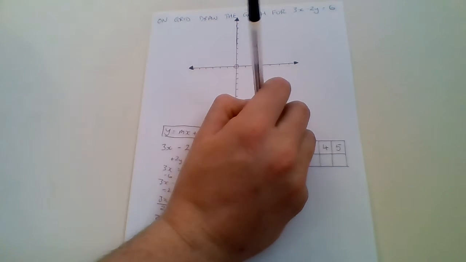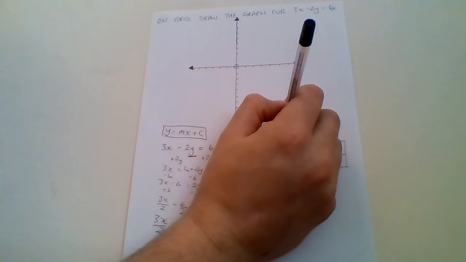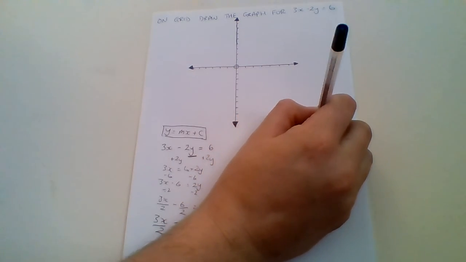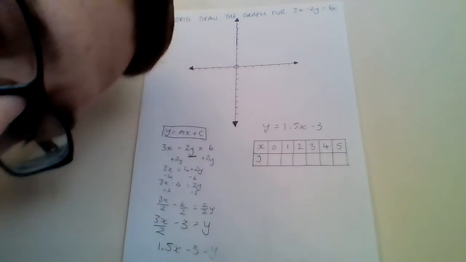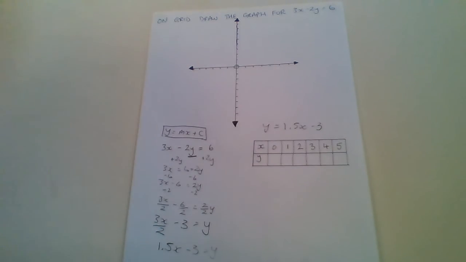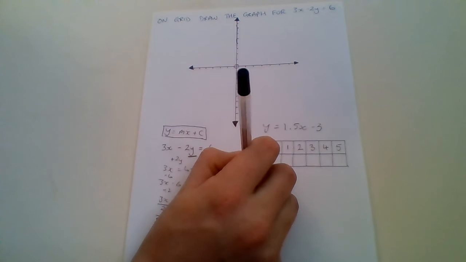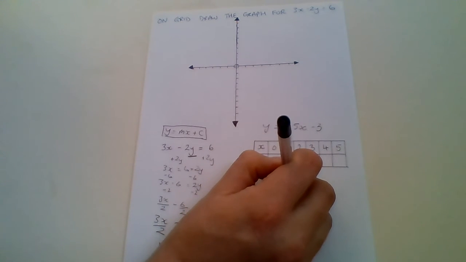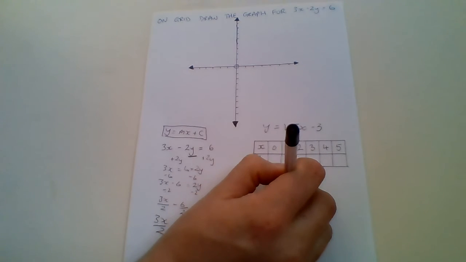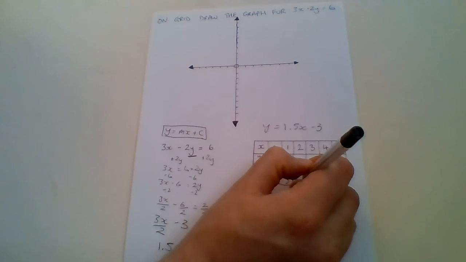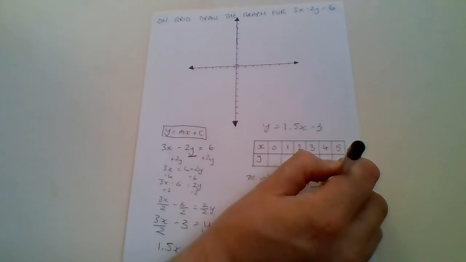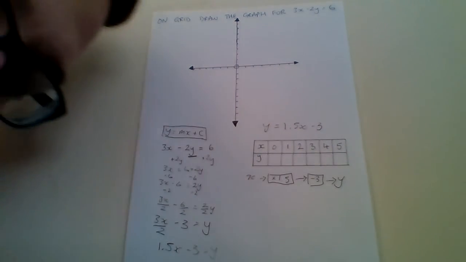Okay, so now we need to know what are my y values for the line y equals 1.5x minus 3. So the first job is we're going to sub in some values. So if you want to use the flowchart, you can do. It's very simple. So what happens to x? We're going to times x by 1.5. And then we're going to subtract 3. And then I should get my value for y.